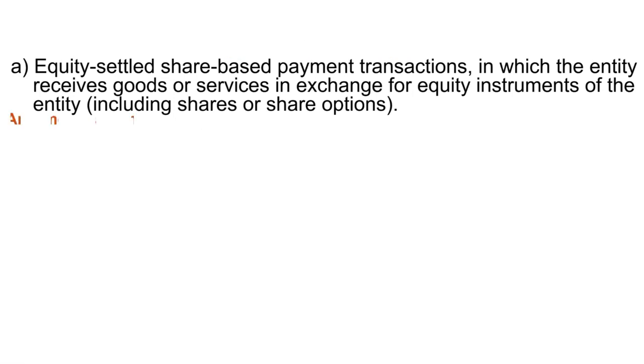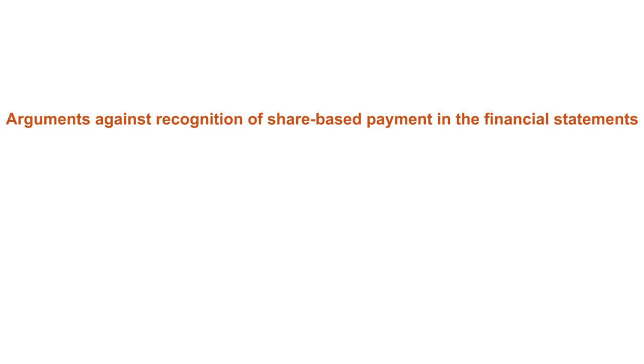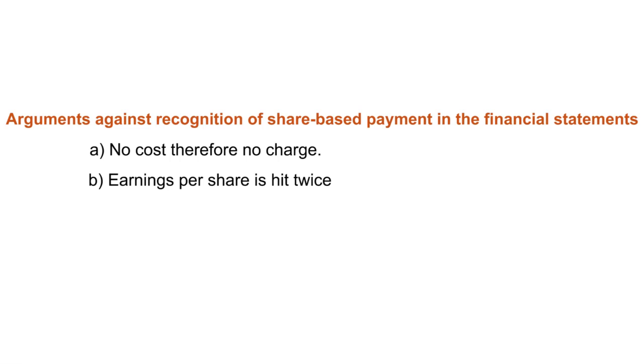Now, there are some arguments which have been made against share-based payments. One of the arguments is that no cost, therefore no charge. We should not charge anything because we have not incurred anything. Another one is that earnings per share is normally determined twice. If you account for the share-based payment, and there are also share options, then we are going to duplicate the determination of earnings per share. Then we also have adverse economic consequences, which may result from share-based payment.